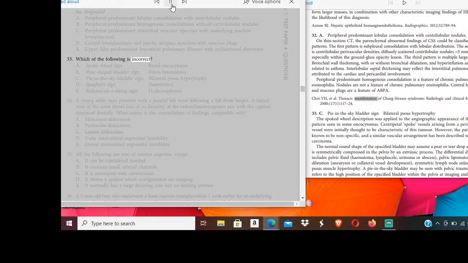The following is incorrect. A. Spoke wheel sign, renal oncocytoma. B. Pear-shaped bladder sign, pelvic lipomatosis. C. Pie in the sky bladder sign, bilateral psoas hypertrophy. D. Spaghetti sign, hematuria. E. Balloon on a string sign, hydronephrosis.